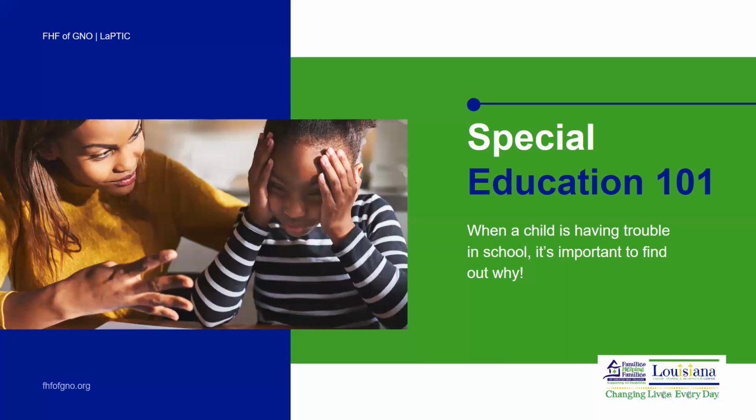When a child is having trouble in school, it's important to find out why. The child could have a disability, and by law, schools must provide special help to eligible children with disabilities. This help is called special education and related services.